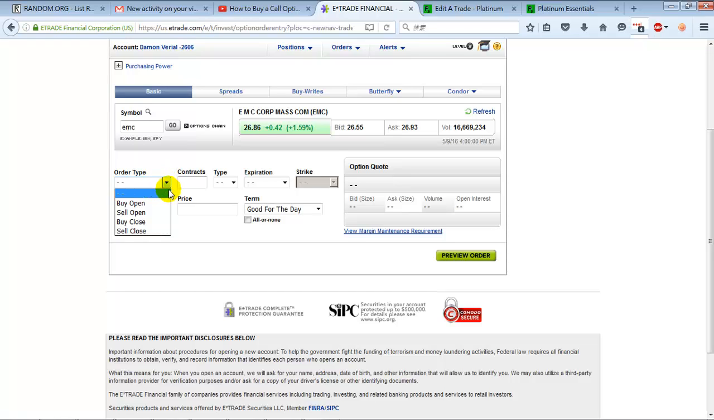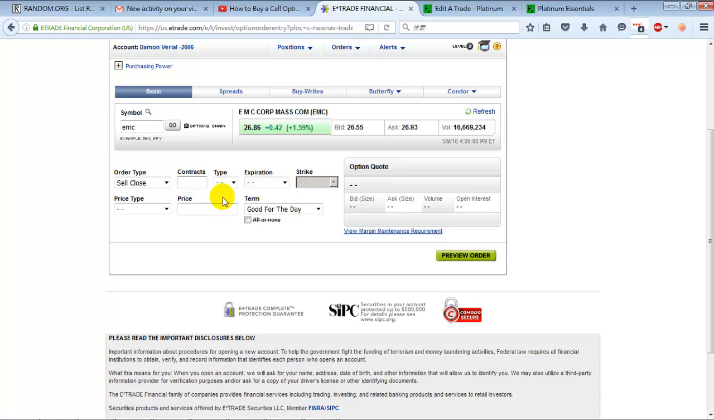You want to sell it, right? Some people choose sell open. That is a mistake. That's a new trade. That's like shorting stock. You don't want to do that if you're trying to make money on something you've already bought. So if you already have an option and you remember what it is, click on sell close.